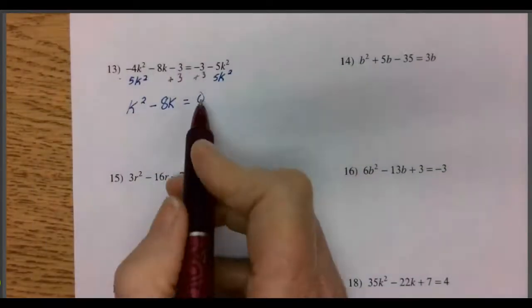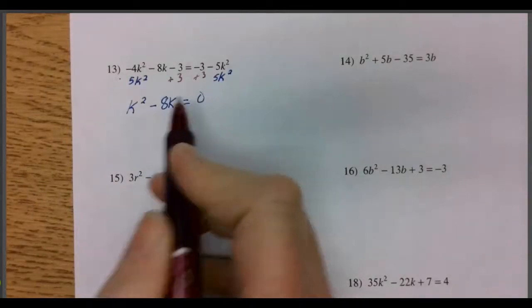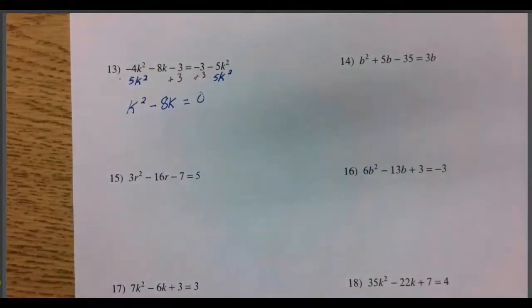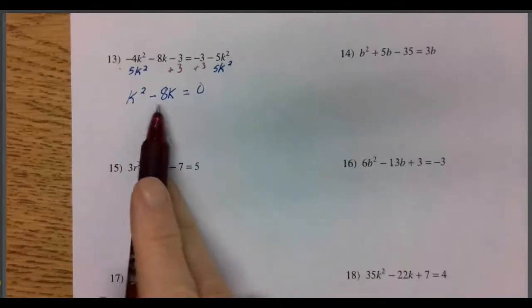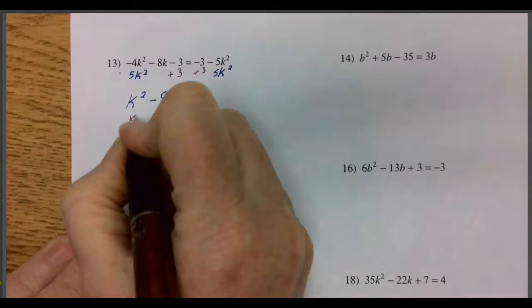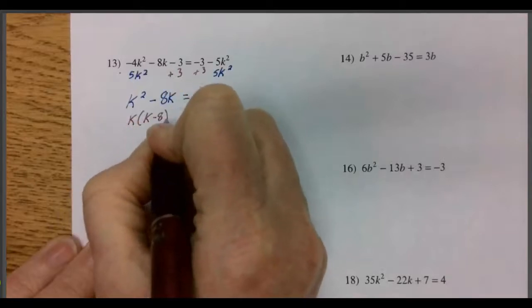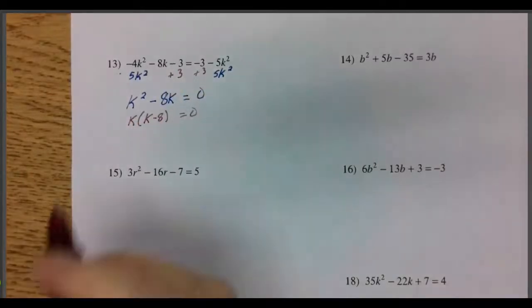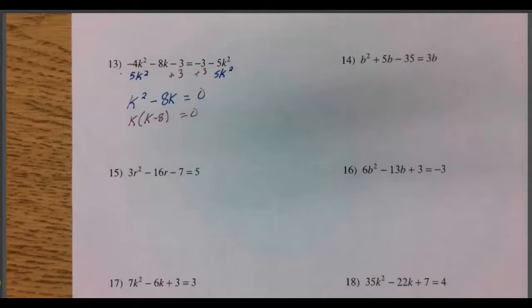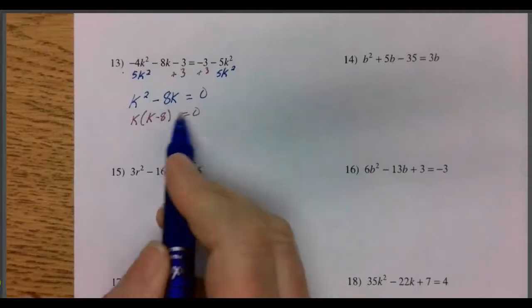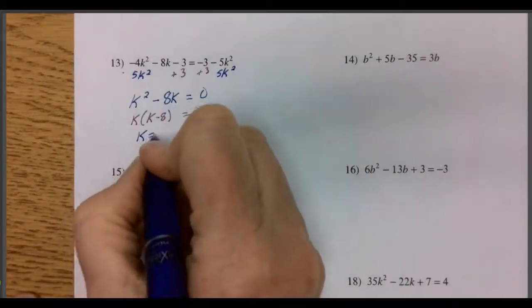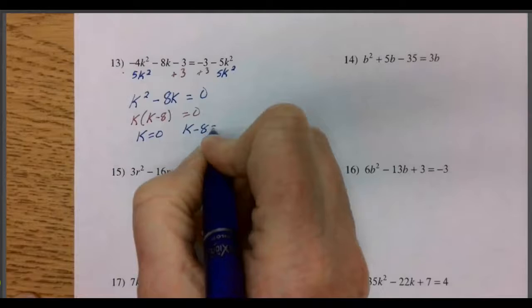Okay, so we have 0 on the side by itself. We accomplished that. Now we are going to look for the next thing we do, factor completely. To factor completely, I always look for a greatest common factor. Do I have one here? Yes, I do. It's k. Okay, I can't factor that any further. That's done. So now I'm going to take every factor and set it equal to 0. So k equals 0 and k minus 8 equals 0.